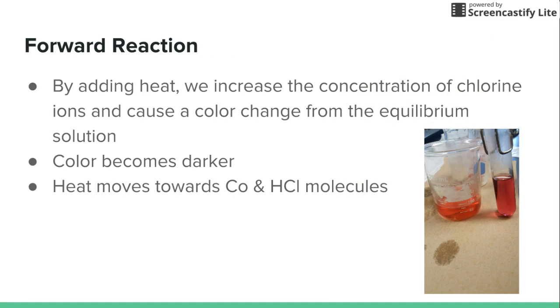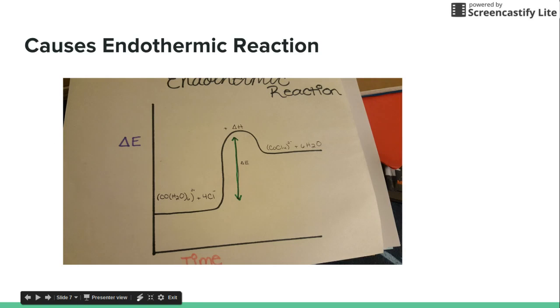So for our forward reaction, I added heat, which increased the concentration of chloride ions and caused a color change in the equilibrium solution. As you can see, the color became a darker pink, and the heat moved towards the Co and HCl molecules. So that's why we see a color change. And this is an endothermic reaction.